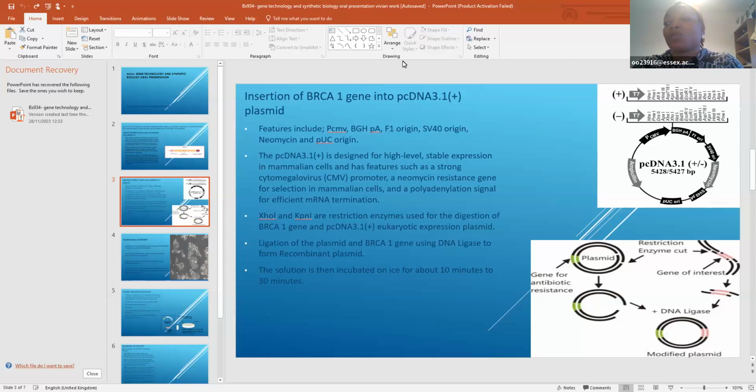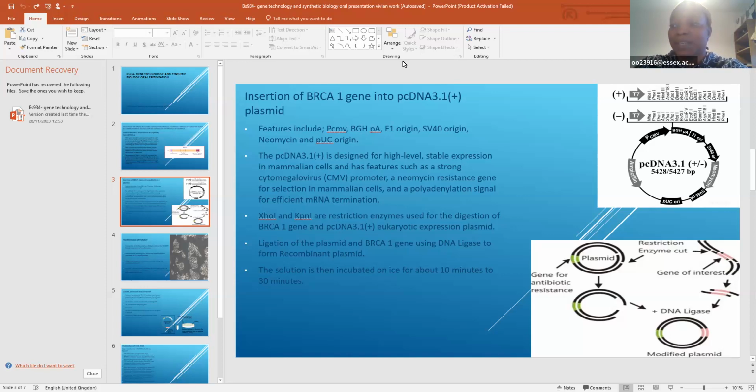This pcDNA 3.1 vector is widely used and designed for high-level stable expression in mammalian cells. There is a restriction enzyme pair, XhoI and KpnI, which we use to digest our plasmid at the cloning site, and we do the same thing with our gene of interest, which is the BRCA1 gene. So we introduce this gene into the plasmid, which is also the vector, the pcDNA 3.1, with a T4 DNA ligase. That means the ligation process starts.